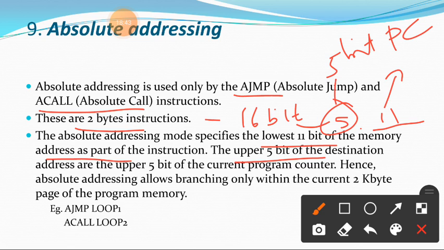So mainly these instructions are used to transfer the program control from one location to another location. Here it is a 2-byte instruction, that is 16 bits. Out of 16 bits, the lowest 11 bits of the memory address are part of this instruction, and the upper 5 bits represent the upper 5 bits of the current program counter. And here is the example: AJMP loop 1 and ACALL loop 2.